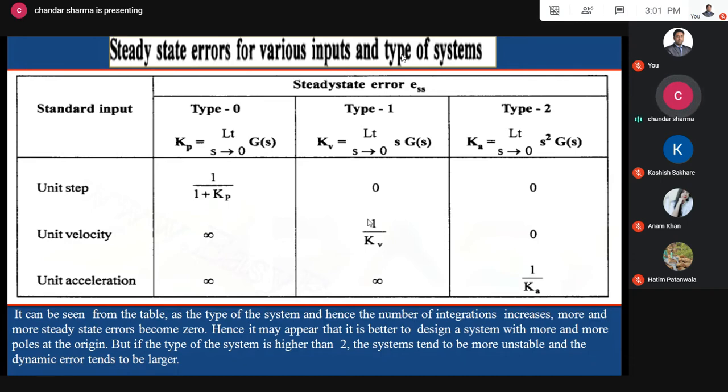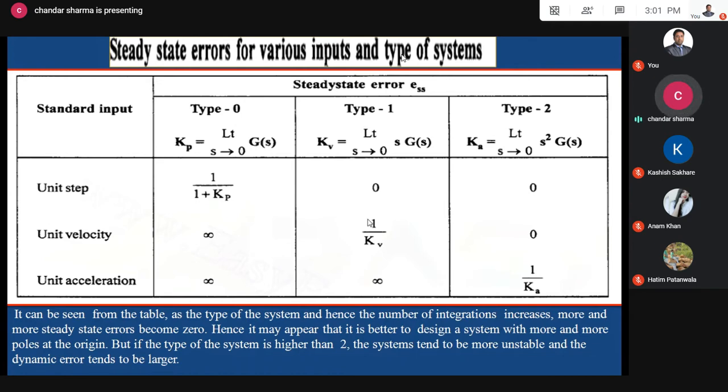It can be seen from the table. As the type of the system and hence the number of integrations increases, more and more steady state error becomes 0. Hence, it may appear that it is better to design a system with more and more poles at origin. But if the type of the system is higher than 2, the system tends to be more unstable and dynamic error tends to be larger.